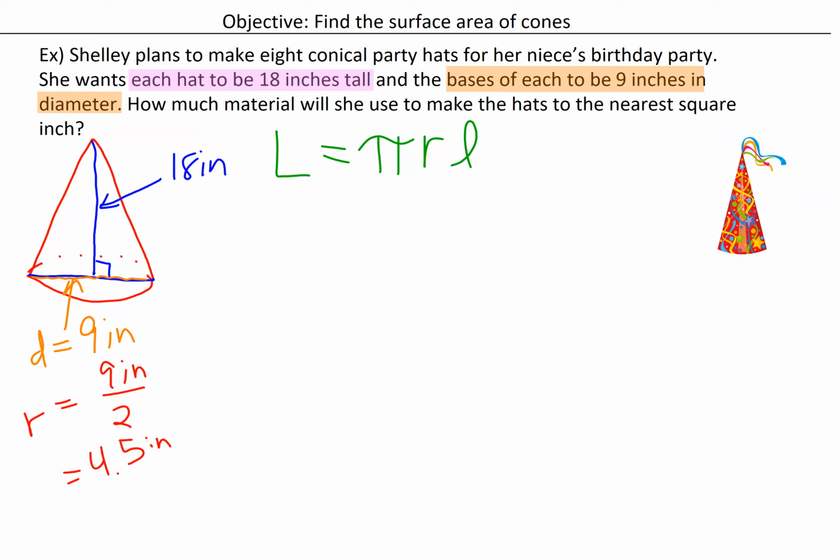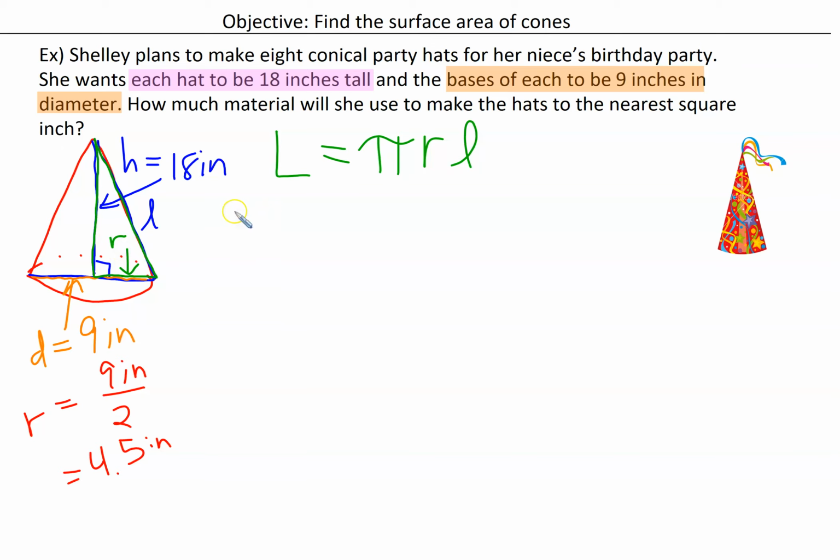Got to be super careful with your slant height L, because remember 18 inches is our height h. Slant height would be here, and we're going to have to use our Pythagorean theorem. What can be tricky about this is for people who don't stop and think about where that right triangle really is. Remember that that piece is not the diameter. That piece is the radius r.